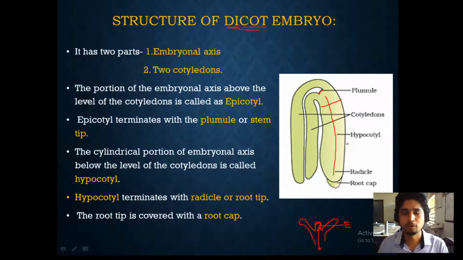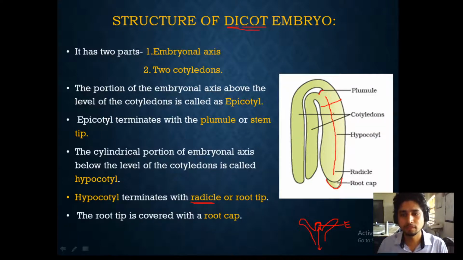This hypocotyle is terminating with the radicle. Radicle is nothing but the root tip, and this root tip is covered with the root cap. So this is a root cap, and it is protecting the radicle, the root. From the radicle there is root arising, and from the plumule there is stem arising.